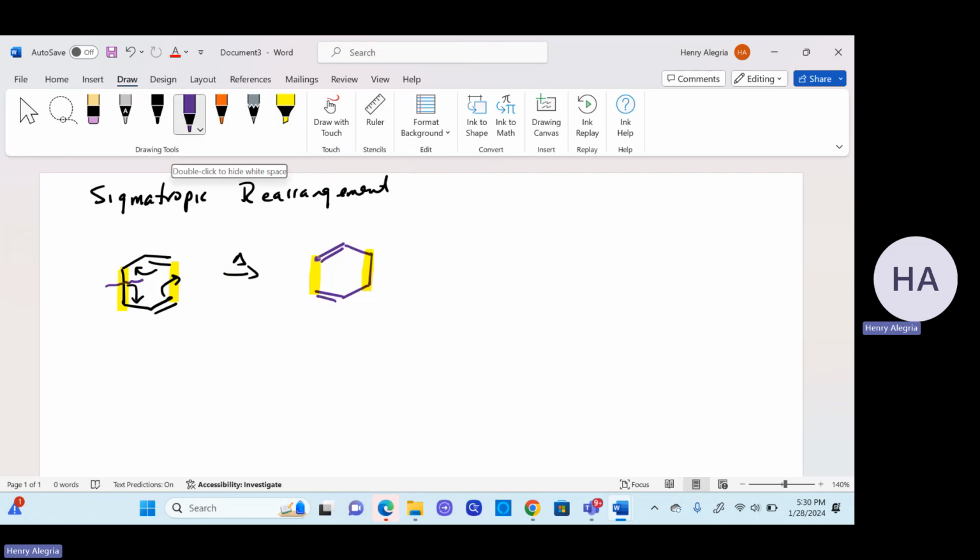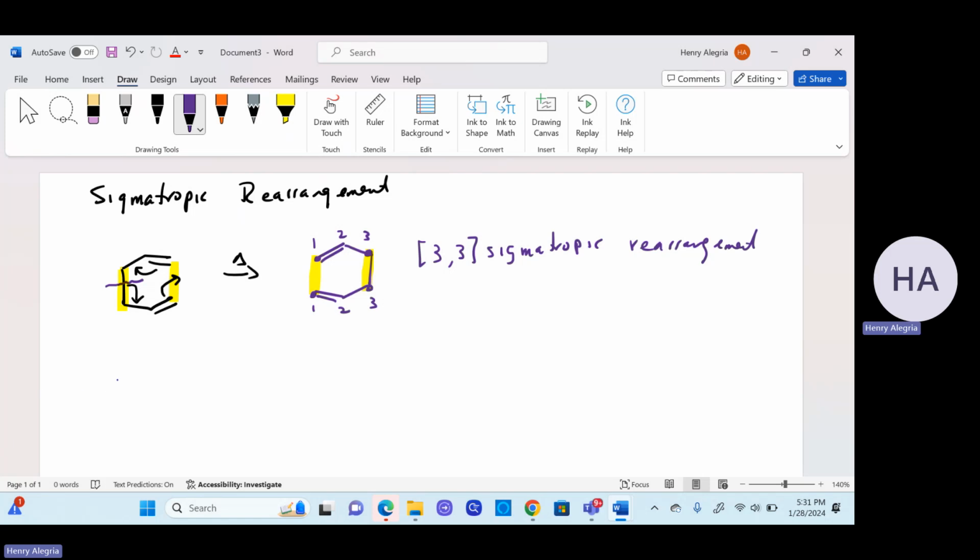Starting at this end, count until you get to that end of the yellow. 1, 2, 3. Starting at this end, count how many atoms you have until you get to that end of the yellow. 1, 2, 3. So therefore, this is what we refer to as a 3,3 sigmatropic rearrangement. That's the biggest challenge: which type of sigmatropic rearrangement you have?